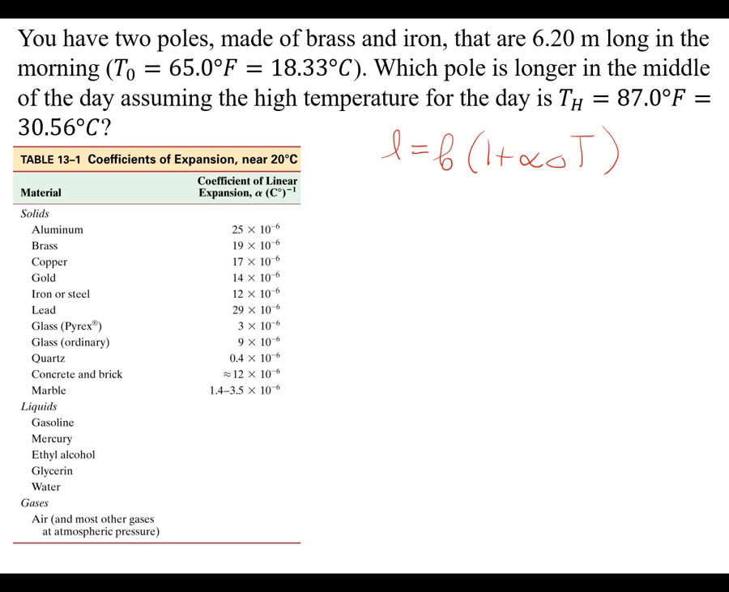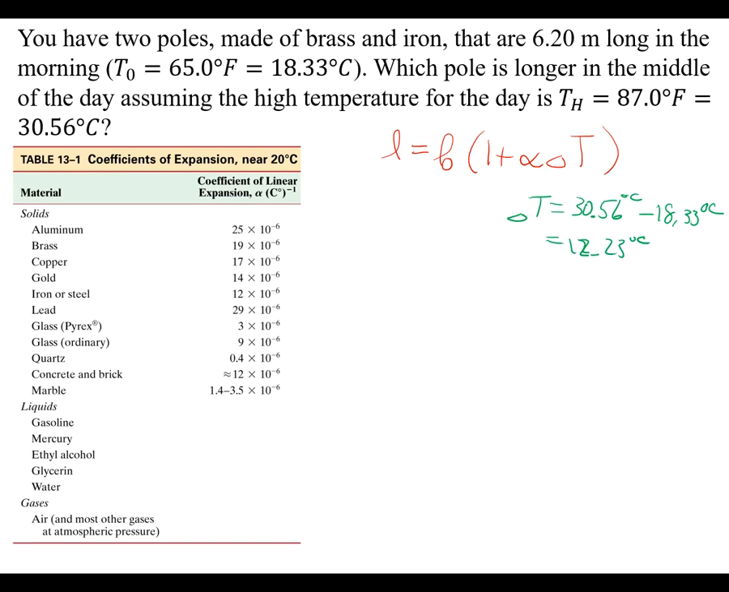All right, so let's move to the side here and say change in temperature would be final minus initial. This does need to be in degrees Celsius because your coefficient is in inverse degrees Celsius. So this is going to be 30.56 degrees Celsius minus 18.33 degrees Celsius. Remember, final minus initial. That gives us a difference of 12.23 degrees Celsius.